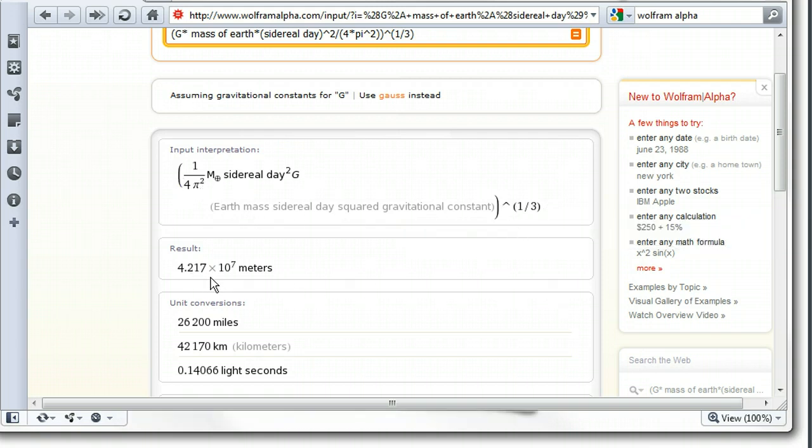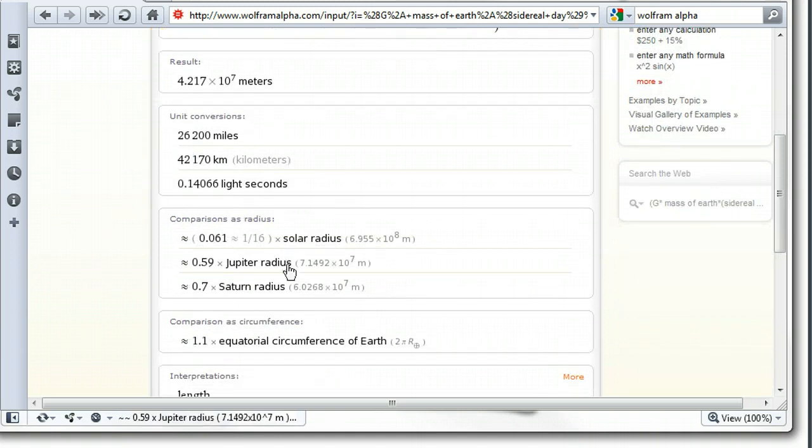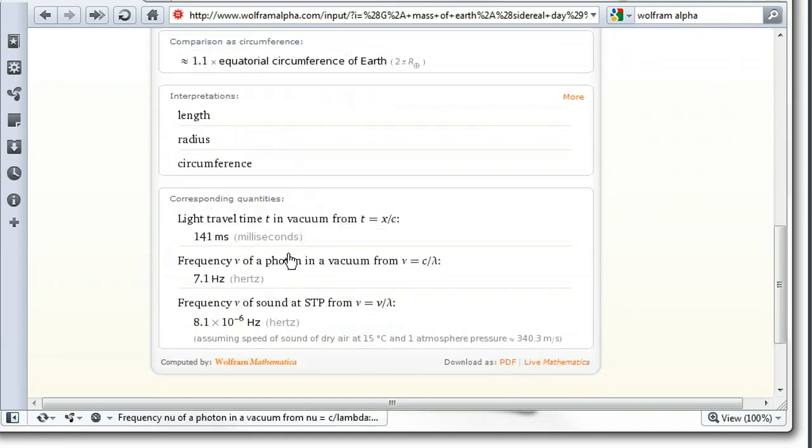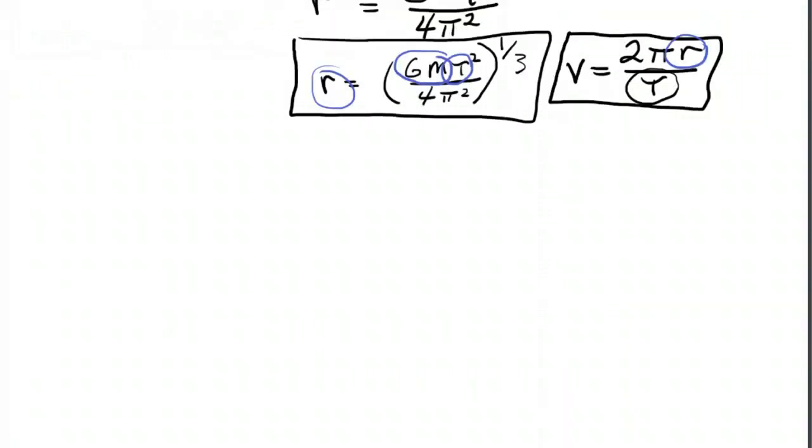And so there's the result, 4.217 times 10 to the 7th meters, the equivalent of 26,200 miles. You can see all these comparisons it puts in here. One interesting one is the light travel time in a vacuum: 141 milliseconds to travel from the center of the Earth to the geosynchronous satellite. And so there we go. We've calculated the radius is equal to 4.217 times 10 to the 7 meters.